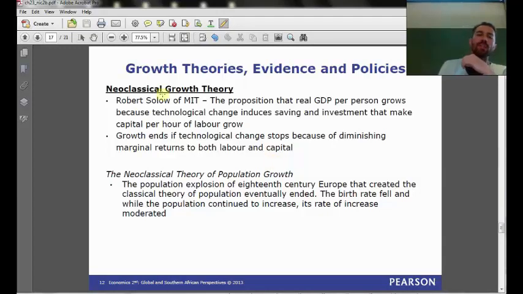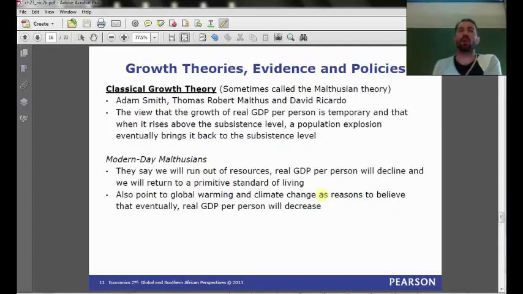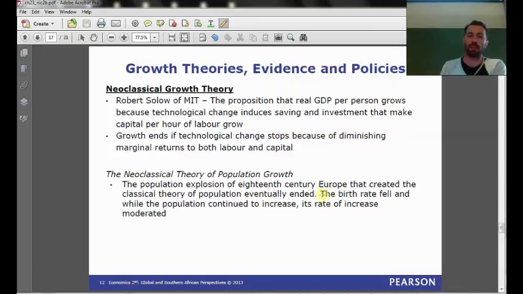So attached to the neoclassical growth theory was the neoclassical theory of population growth. So there was a population explosion in the 18th century in Europe, so towards the end of the 1700s and beginning of the 1800s as well. Again, you have this population growth. The classical guys are saying it's going to be no good. This increase in population is just going to lead everyone back into poverty. But we don't have that.